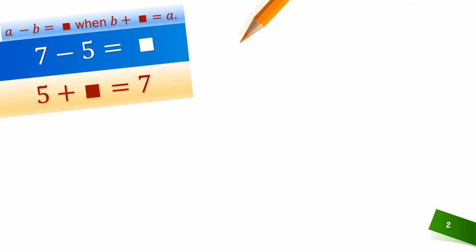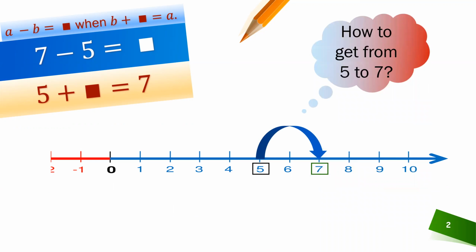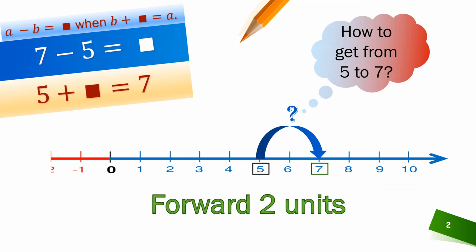equals 7. So in this case, if you look at the number line and start at 5, you are thinking, how do I get from 5 to 7? And that would be forward 2 units. Therefore, 5 plus 2, a positive 2, would be 7. And that tells you that our subtraction problem is that 7 minus 5 is 2, right? So that's nothing new. You've done this before, right?